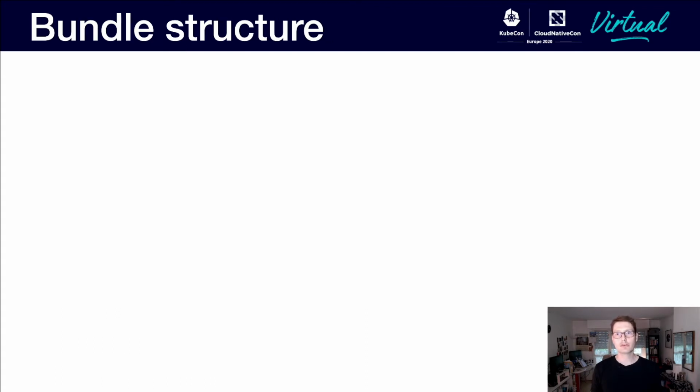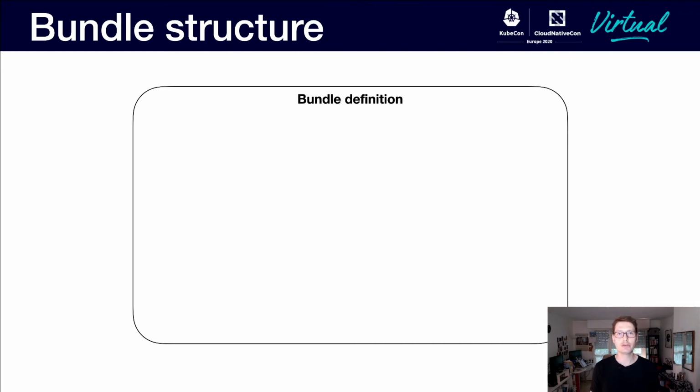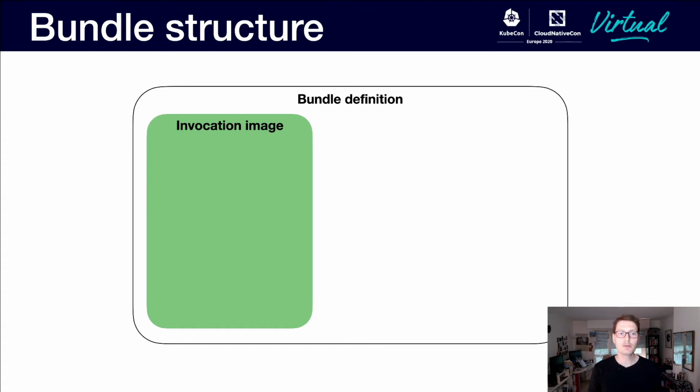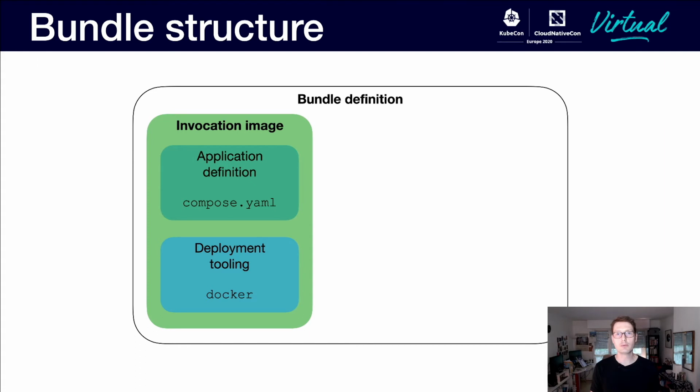Let's take a look at the bundle structure, so how the applications are packaged. We call this the bundle definition, which is usually a bundle.json file. The first part of this is the invocation image. This is often a container image because that's what we're most comfortable with, but it doesn't have to be. The invocation image contains both the application definition, so in the example I gave before, the compose.yaml, as well as the deployment tooling. So in this case, it could be the Docker CLI, it could be the Helm CLI, it could be kubectl or whatever else you need.